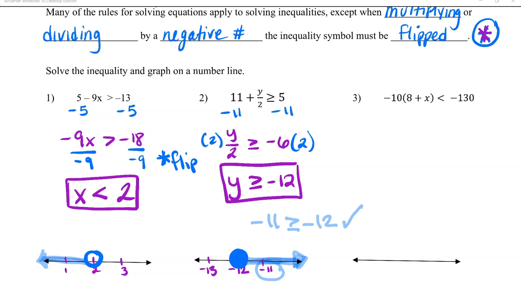So for number 3, first we need to simplify, and we need to distribute negative 10 times 8 plus x. So when we do that, we get negative 80 minus 10x is less than negative 130.